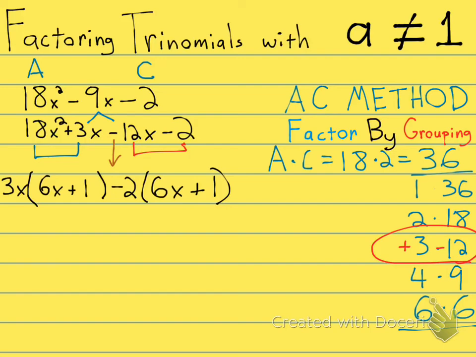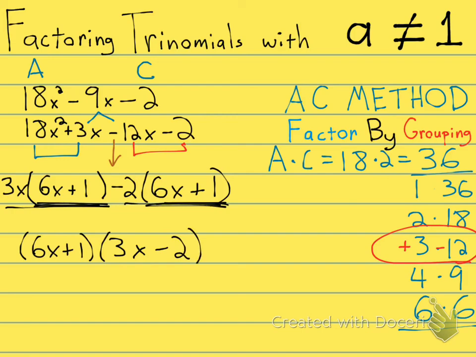All right, now, am I happy? Yes, I am happy. Because when I look at these two, they both have a 6x plus 1. That now is my greatest common factor. So when I take out the 6x plus 1, I'm going to be left with 3x minus 2, right? Take this out, and you'll see I'm left with 3x minus 2. And this is my answer. This is the factored form of that trinomial.